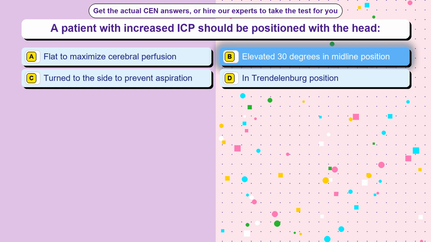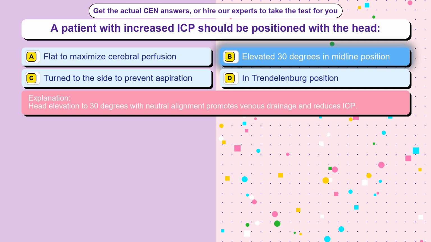The correct answer is option B. Elevated 30 degrees in midline position. Head elevation to 30 degrees with neutral alignment promotes venous drainage and reduces ICP.